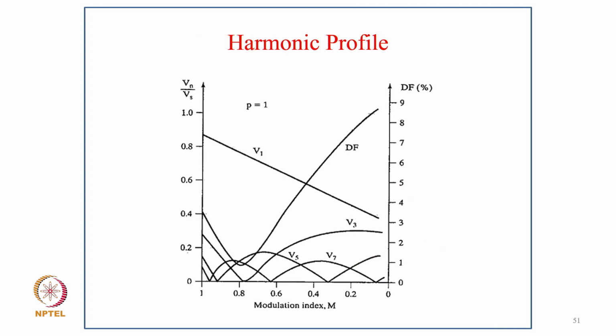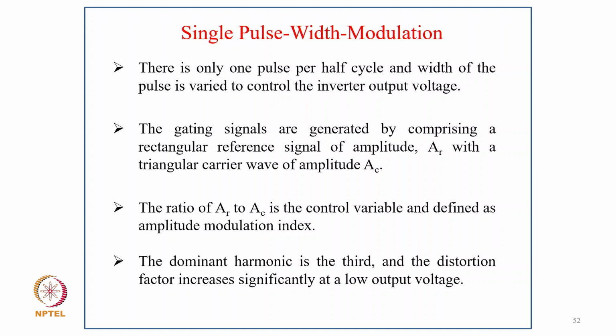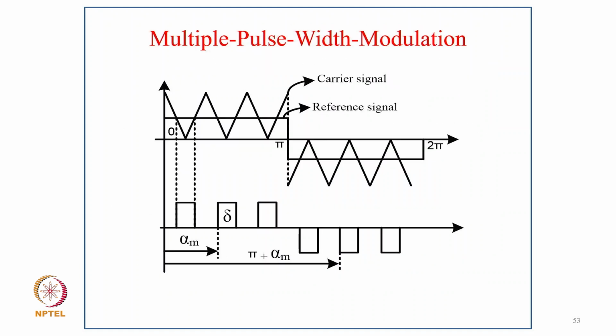And this is the harmonic profile, showing how the fundamental varies with the modulation index, how the distortion factor varies, and how the different harmonics like third, fifth, and seventh vary. There is only one pulse per half cycle, and the pulse width is varied to control the inverter output voltage. Gating signals are generated by comparing a rectangular reference signal of amplitude AR with a carrier wave of amplitude AC. The ratio of AR to AC is the control variable, defined as the amplitude modulation index. The dominant harmonic is the third, and the distortion factor increases significantly at lower output voltage.